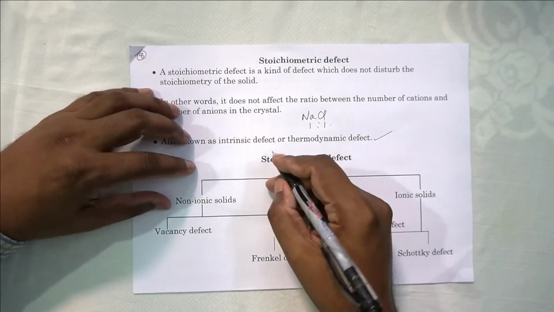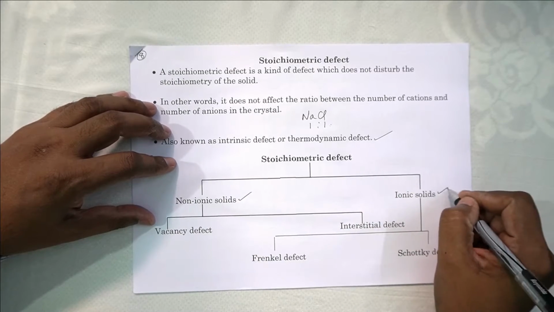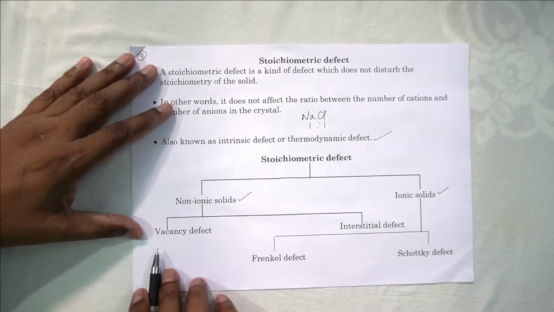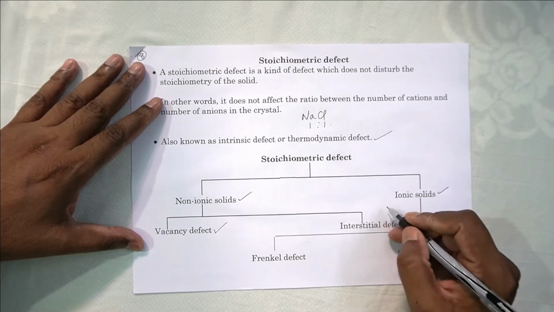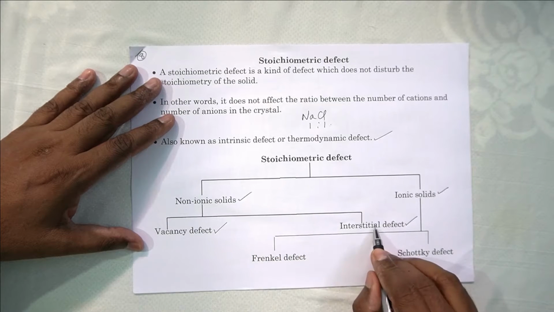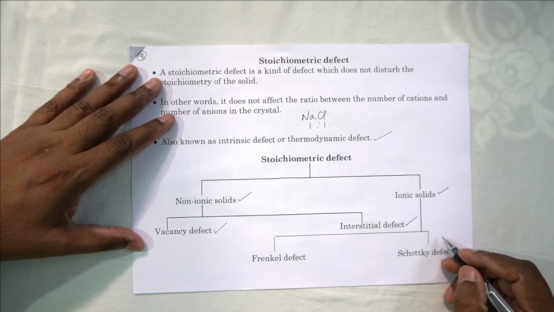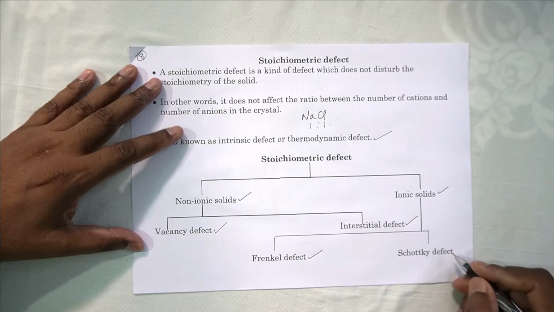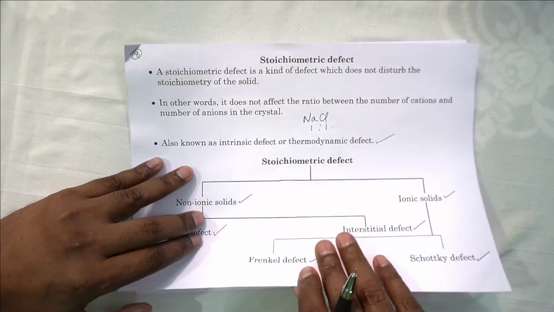Now, stoichiometric defects can be found in non-ionic solids as well as ionic solids. Both of them have this stoichiometric defect. Under non-ionic solids, we have two kinds of stoichiometric defects. One is the vacancy defect, the other one is the interstitial defect. This has to do with vacancy and this has to do with the interstitial space. Under ionic solids, we again have two kinds of stoichiometric defect. The first one is the Frenkel defect, the second one is the Schottky defect. Now we will see these defects one by one in detail.